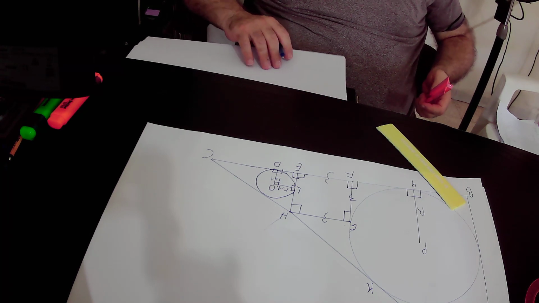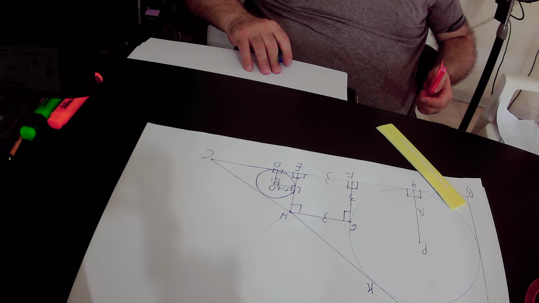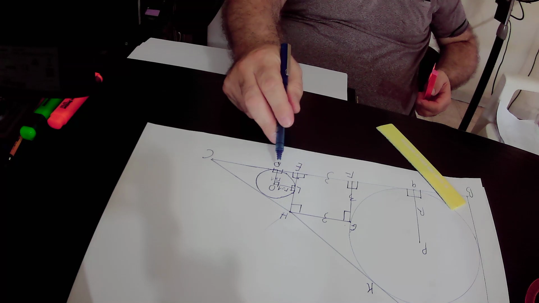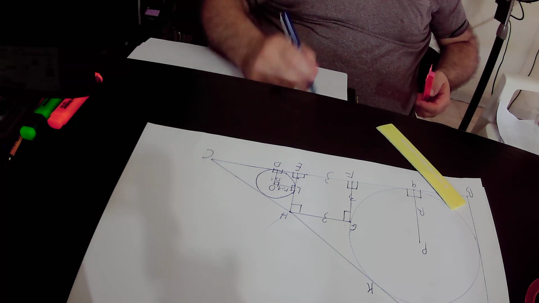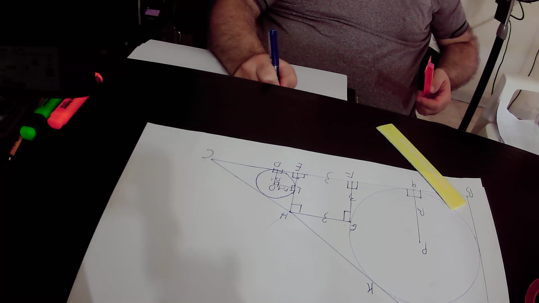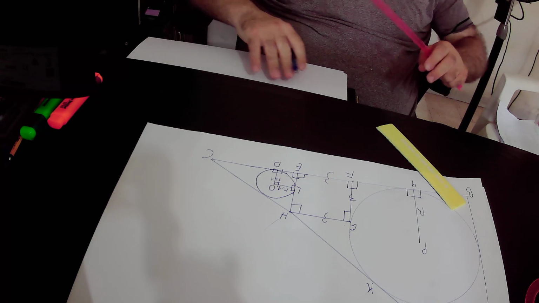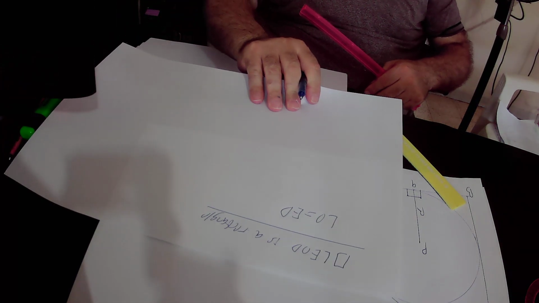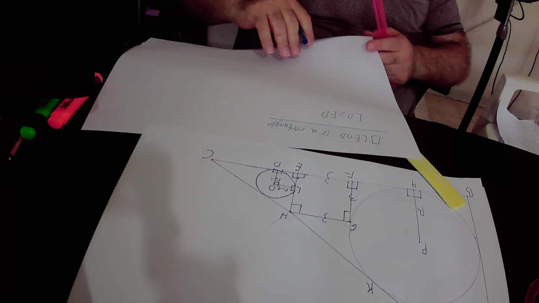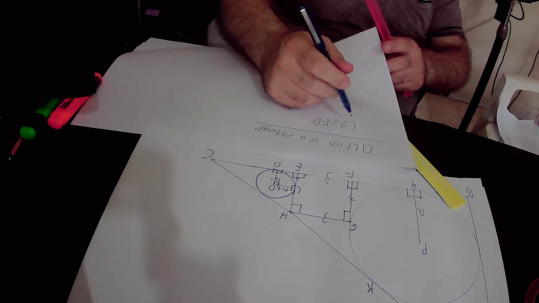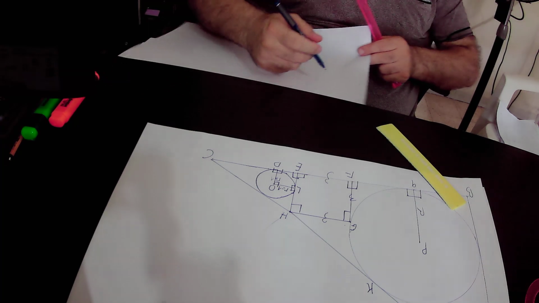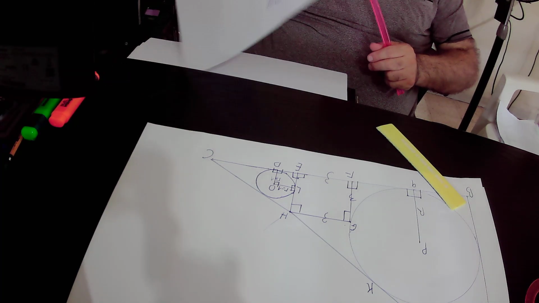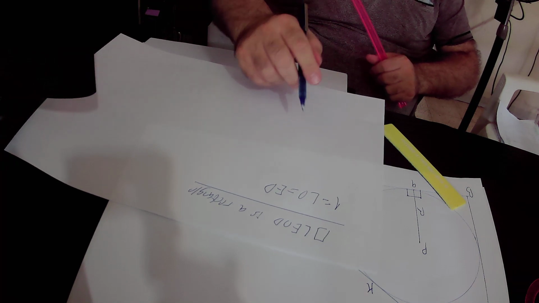And we also know that the opposite sides of a rectangle are equal to each other. So in rectangle LOED, LO equals ED. But here, LO equals 1 unit. It is the radius of the small circle.